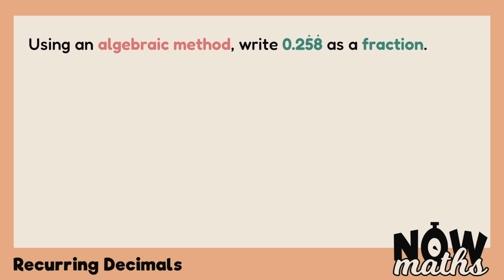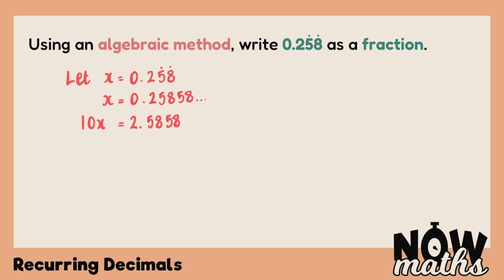So we start off by letting x equal 0.258 recurring. And if we wanted to write this out a little more fully, it's just the 5 and the 8 that recur, so this would be 0.2585858 and so on. Now we multiply by 10, so x multiplied by 10 is 10x, and 0.258 recurring multiplied by 10, the digits shift to the left to give us 2.5858 and so on.